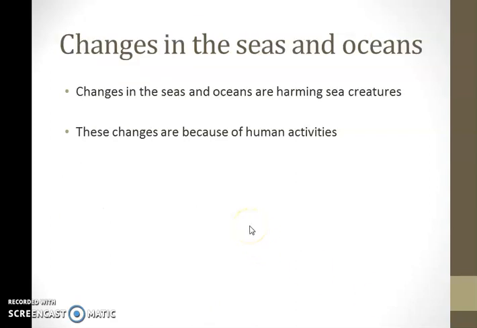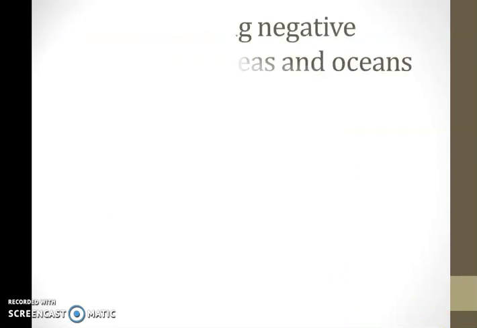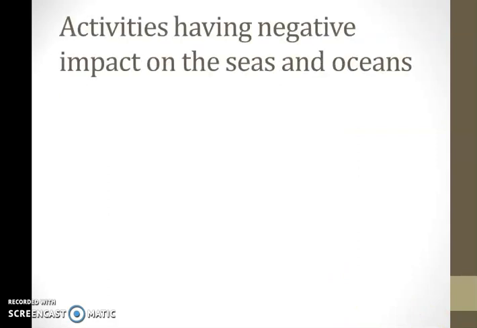Now, next come changes in the seas and oceans. Changes in the seas and oceans are harming the sea creatures, and these changes are because of different human activities. Even the changes within the seas are because of human activities, because humans are using the seas and oceans for their transportation, and they are also getting food from the sea creatures. So the changes in the seas and oceans are also because of human activities. Here we have a list of the human activities that have an impact and bring changes in the seas and oceans. The very first activity is overfishing.